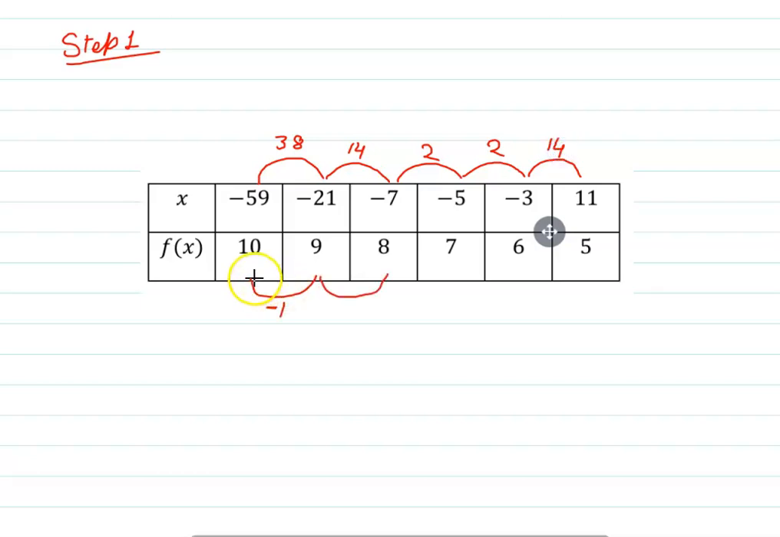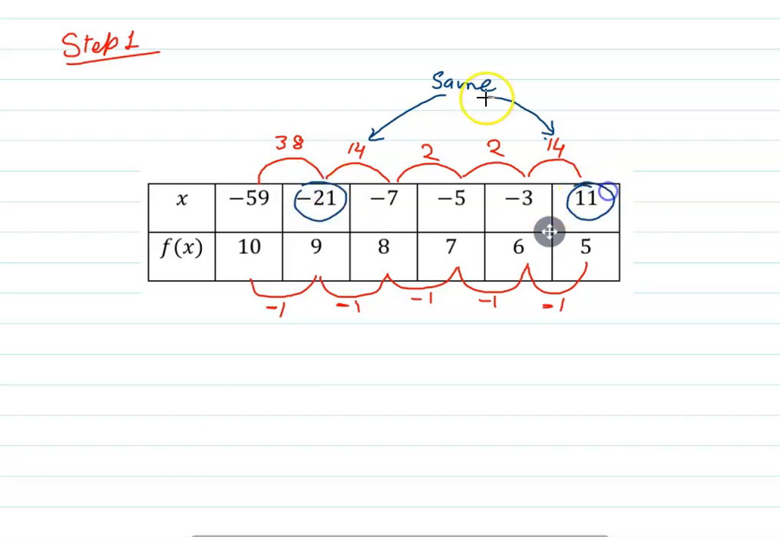Now we find the differences in y values. Since the y values are decreasing, there is a difference of -1. Now we look for the equal differences. We see that these differences in x values are the same, so the inflection point would be the midpoint of these two x values, -21 and 11. Why do we look at the same differences? Because the cubic graph as well as the cube root graphs are symmetrical about the inflection point. That's why we look at the same differences.